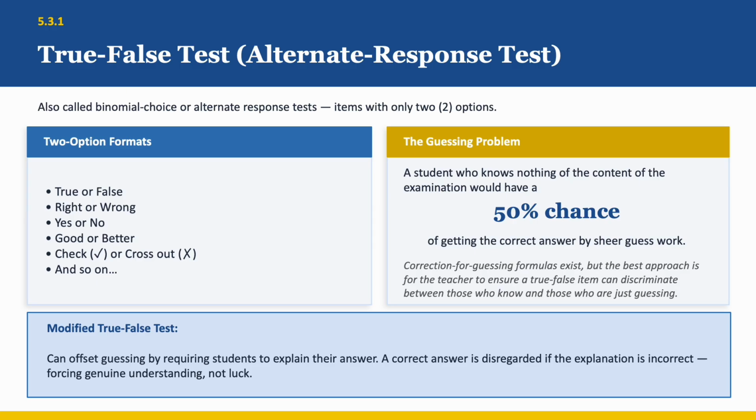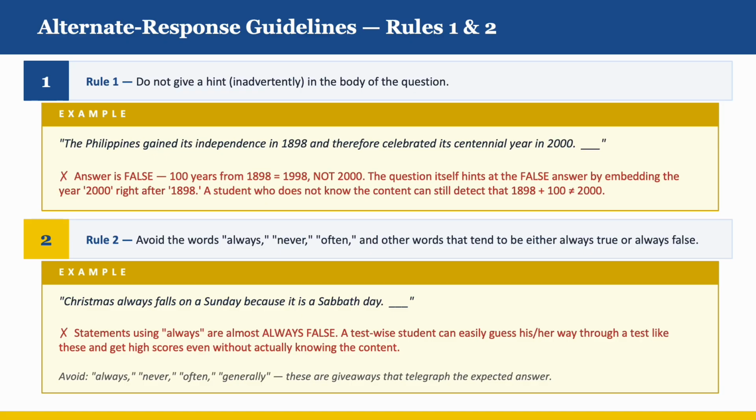Another approach is modified true or false. In this format, students don't just say true or false. They also have to explain their answer. So, if a student says false but gives the wrong explanation, the answer doesn't count. So, this forces genuine understanding. You can't just guess your way to a correct explanation. Clever, right? Let's now look at the specific rules for writing true or false items. Rule number 1.